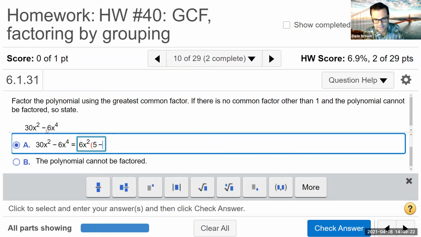I'm left with 5, just 5, because I don't need to multiply any power of x. And then minus, now I'm missing an x squared. So it's 6x squared times the quantity 5 minus x squared. Yes, times 5 minus x squared.